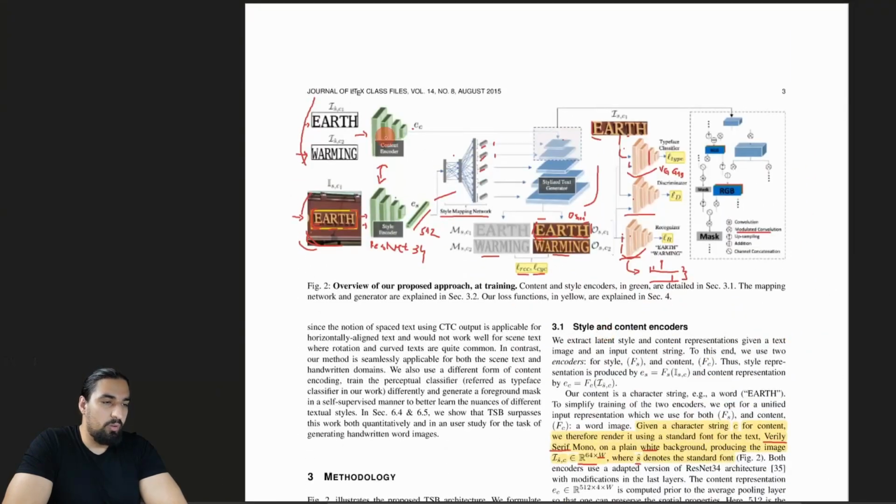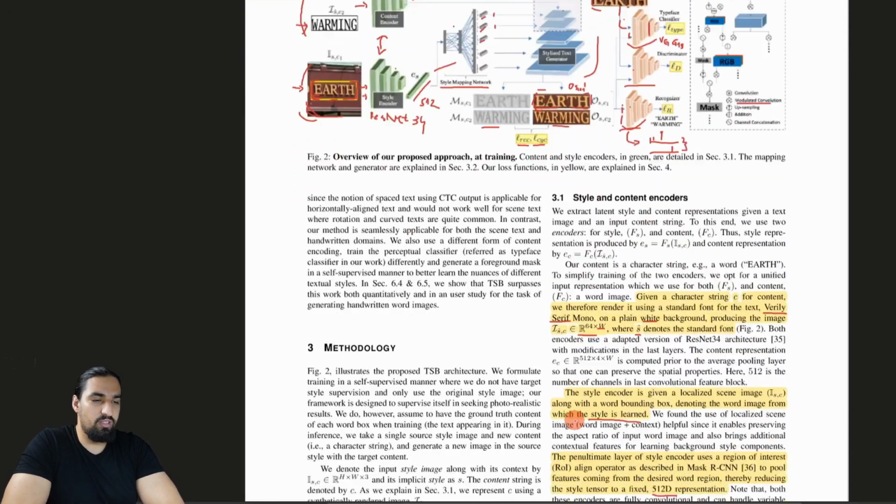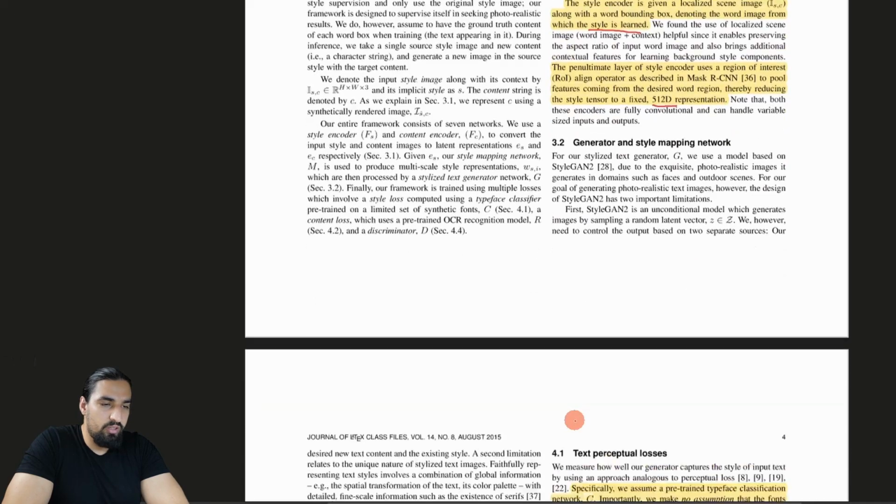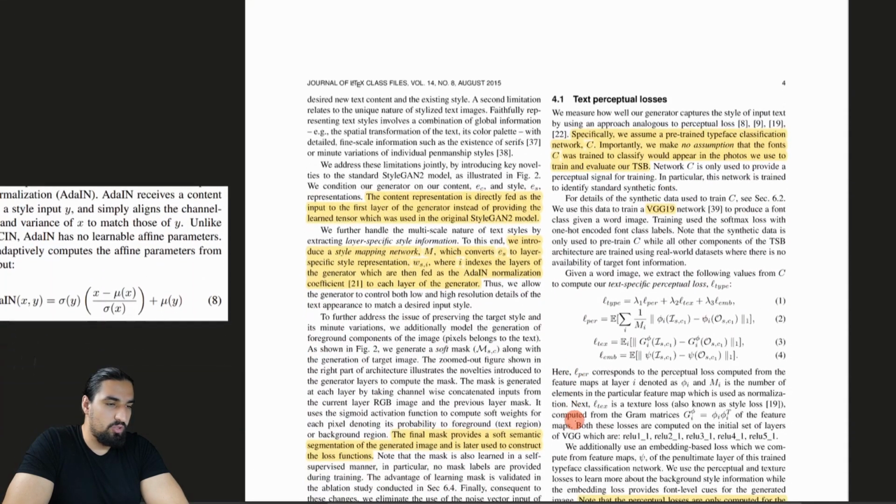So that's the part about encoders. Again, they are ResNet-34, nothing fancy there. Now let's go to the generator and style mapping network, and let me explain those.